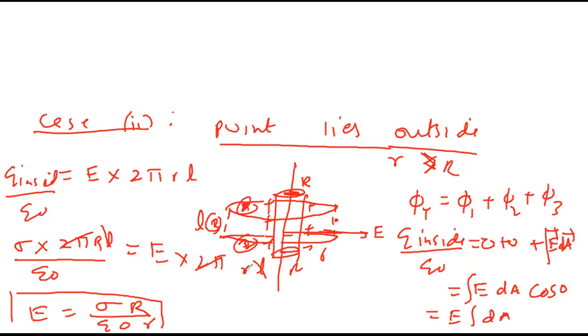Point lies outside, so we can have a Gaussian surface which can enclose the charge on the cylinder. Therefore, total flux is flux due to the upper plane, lower plane and curved surface. Plane surface is 0, curved is E bar dot dA bar. E and area vector are both in the same direction, therefore cos 0.